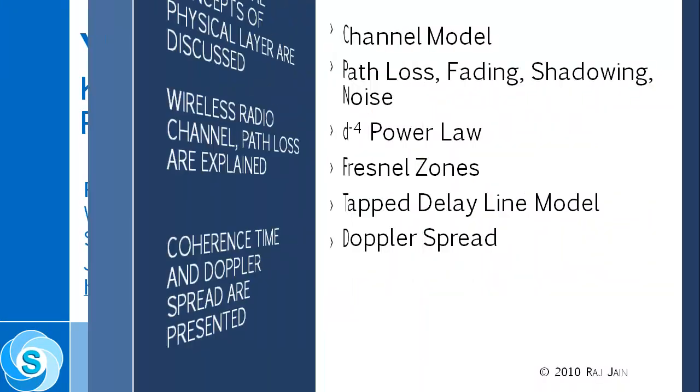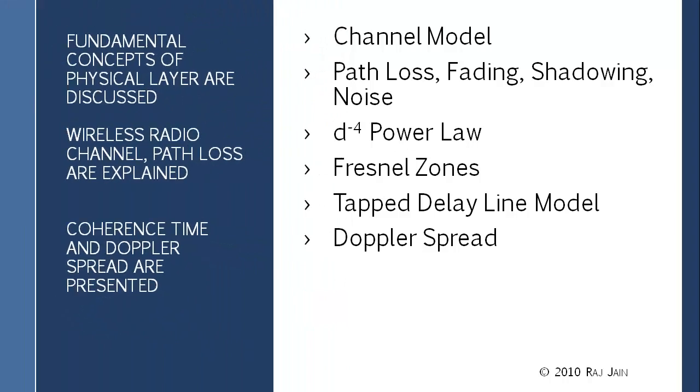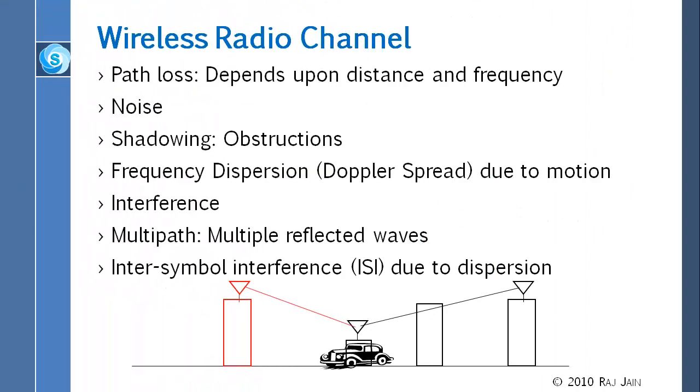Alright, so we are going to talk about what is a channel model, what is path loss, fading, shadowing. So these are the words that we'll be using when we talk about wireless networks. Power law, Fresnel Zones, tapped delay line model, and Doppler spread. Doppler we already talked about a little bit, but we'll talk more today.